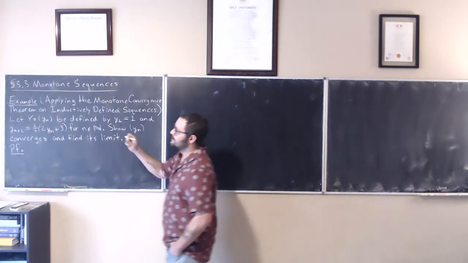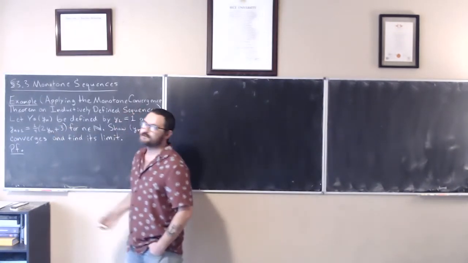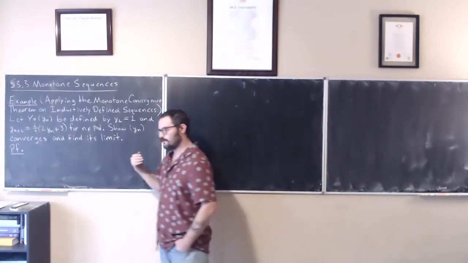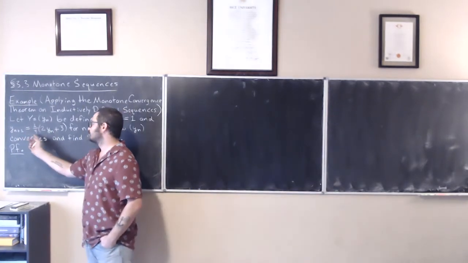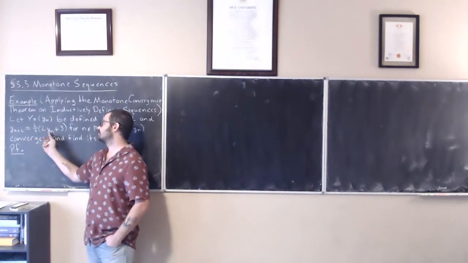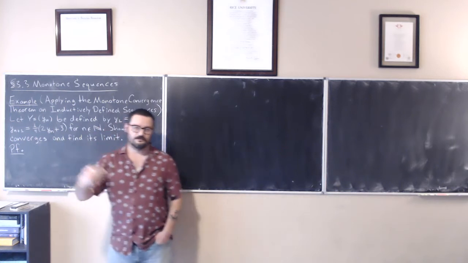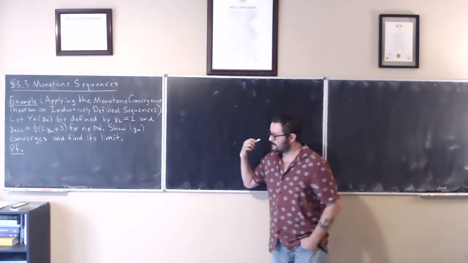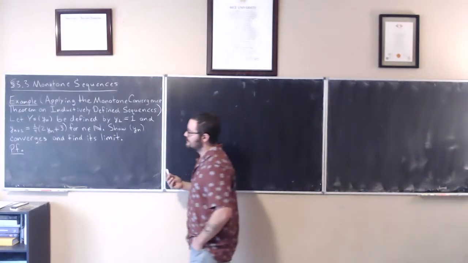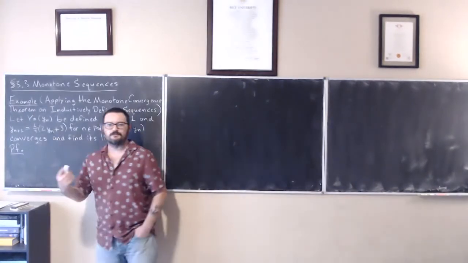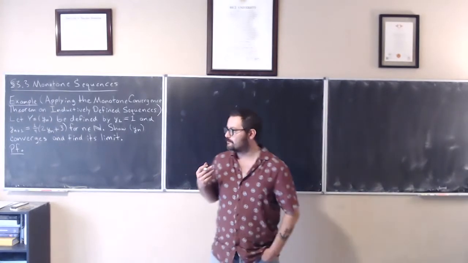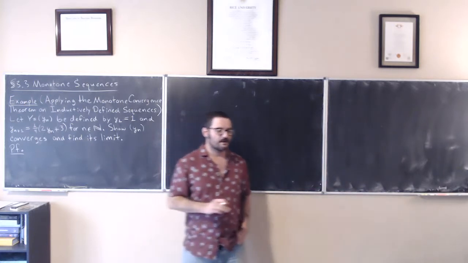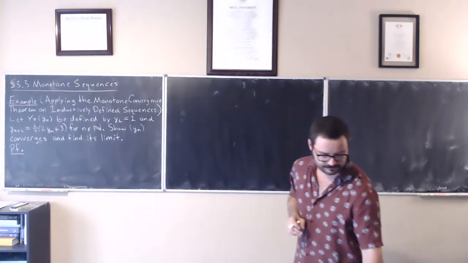So let Y be defined by y1, the initial term, being equal to 1, and then y(n+1) equal to 1/4 of (2 times yn plus 3) for all natural numbers n. So this is an inductively defined sequence, or recursively defined sequence, same thing. And our goal will be to show that yn converges and to also find its limit.